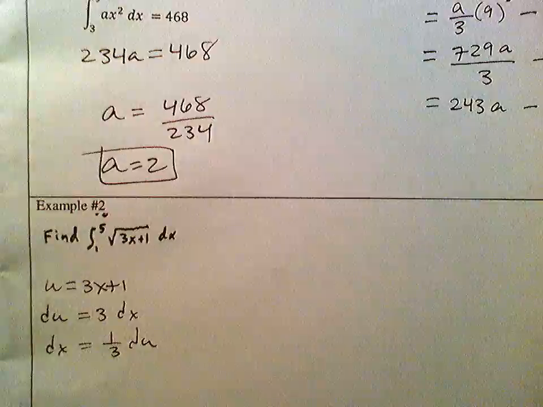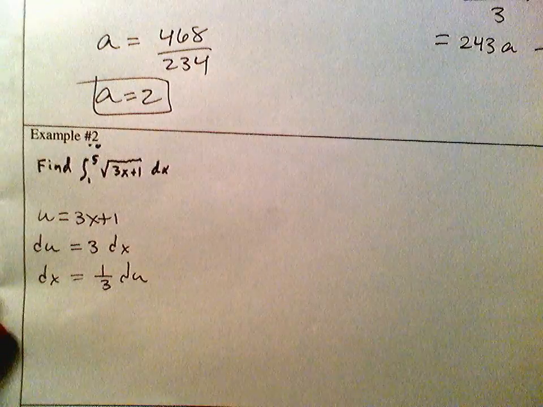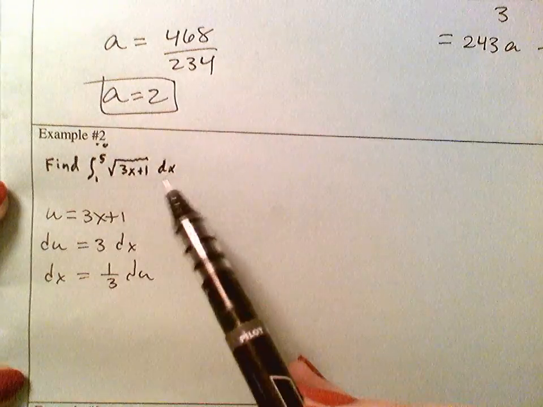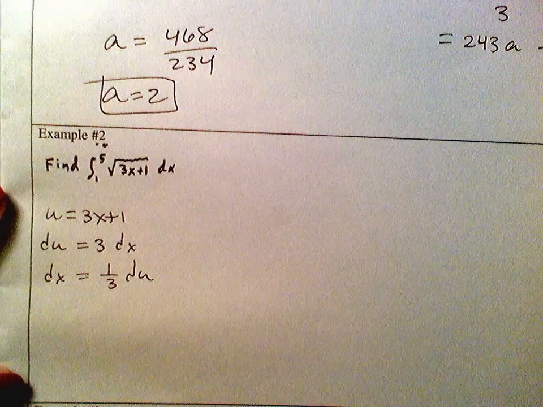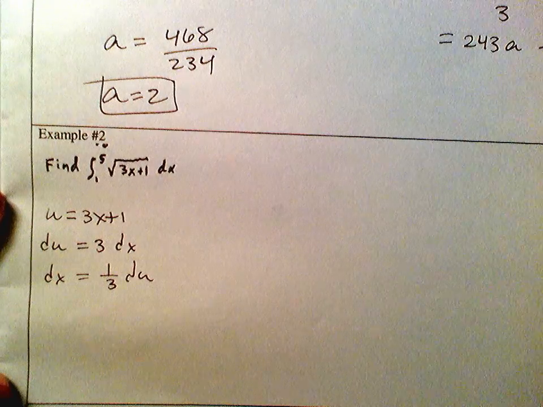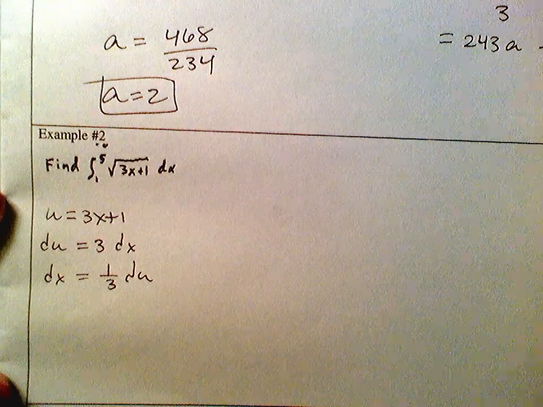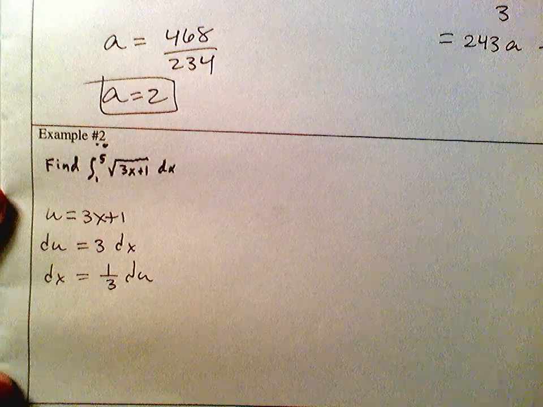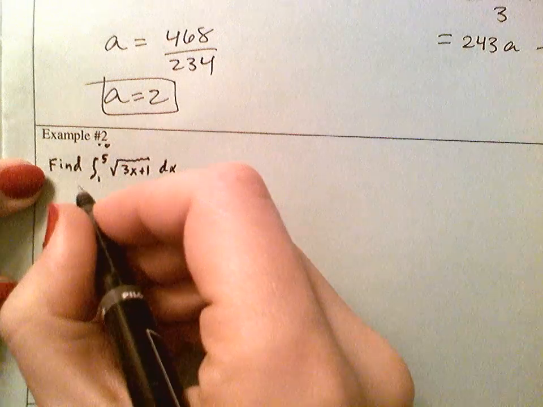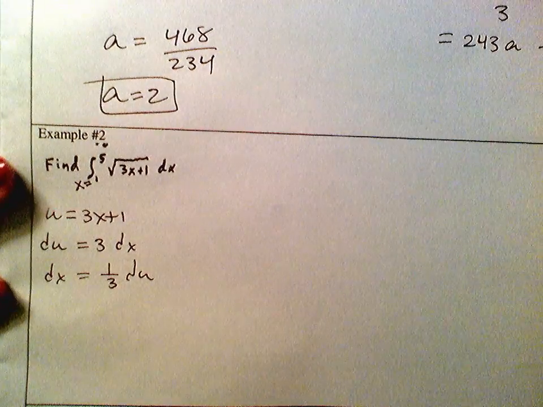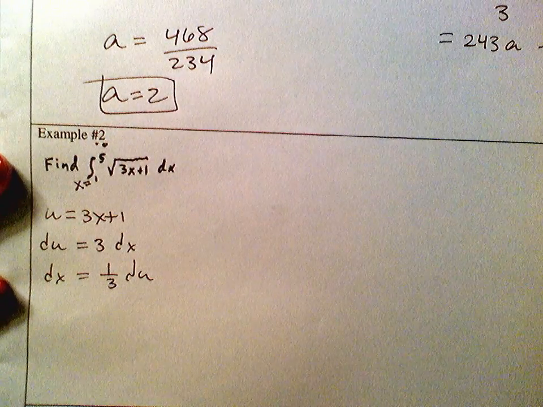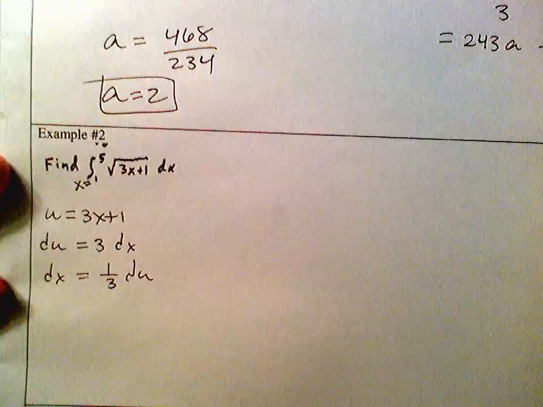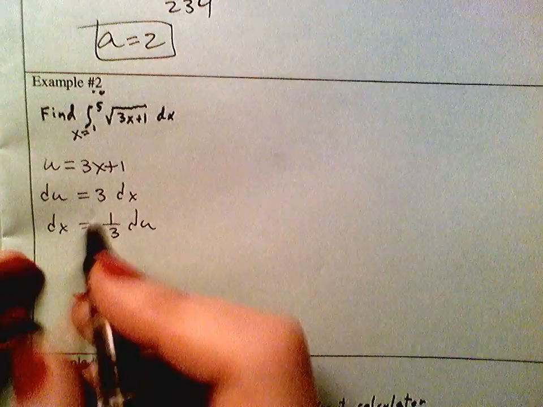But here is the thing, guys. Since this integral is in terms of x, 1 and 5 represent x values, but we want to turn them into u values. So I'm going to go back up here and say that's from x equals 1 to 5. Well, guys, when x equals 1, what is u? When x equals 5, what is u? So we're going to figure that out.